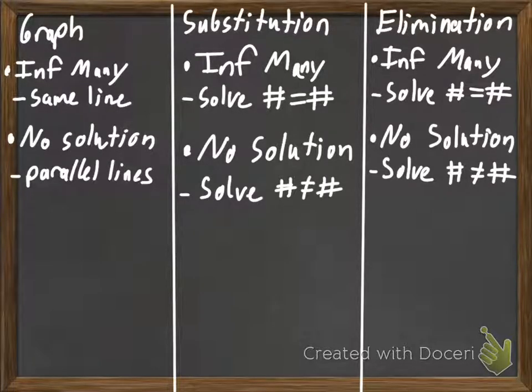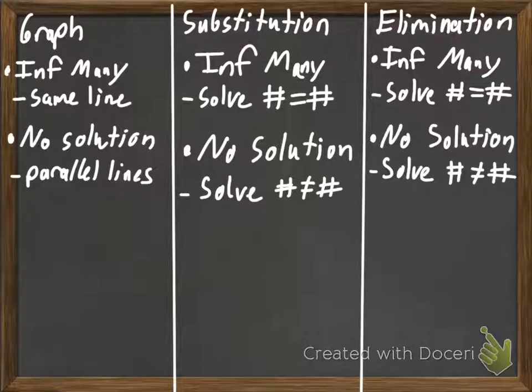For graphing, there are infinitely many solutions if it's the same line. If it's literally one line on top of the other line, there's infinitely many solutions. They're the same thing, so no matter what you pick is going to be right. It's no solution if they're parallel lines, because we know that parallel lines never intersect. Therefore, they would never intersect to find that xy pair.